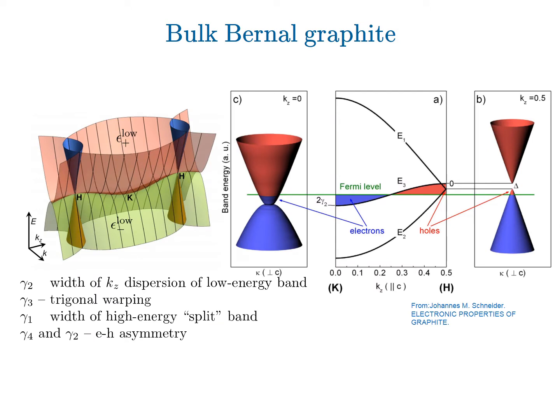Here I show the dispersion of bulk Bernal graphite. It can be parameterized with a set of 6 Slonczewski-Weiss-McClure tight-binding parameters. There are 3 types of carriers: electrons, holes, and minority carriers near the H point. The two-dimensional bands for thin films of Bernal graphite can be understood by quantizing the momentum in the z direction and slicing the bulk dispersion. The bands look like touching electron and hole parabolas for generic Kz, and as a slightly gapped Dirac cone at the H point.